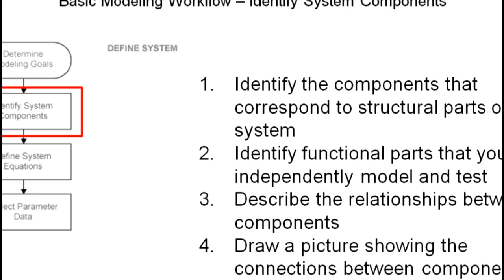Fourth is to draw a picture showing the connection between the components, like whether it flows from top to bottom or bottom to top, from left to right or right to left. We have to include all the major parameters in our diagram. Creating a picture of the system can help us identify and model the parts that are essential to the behavior that we want to observe.